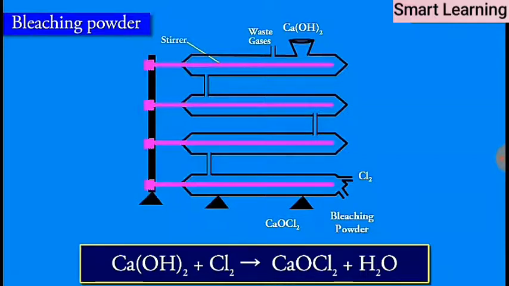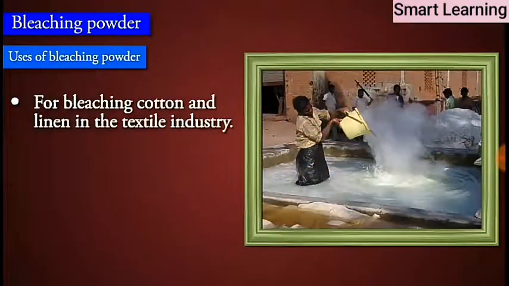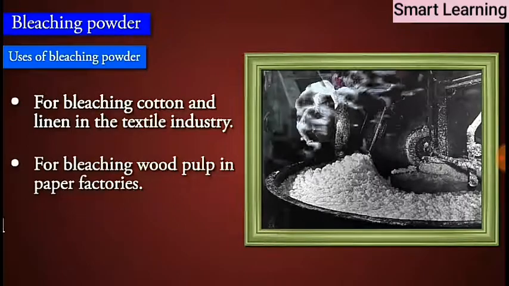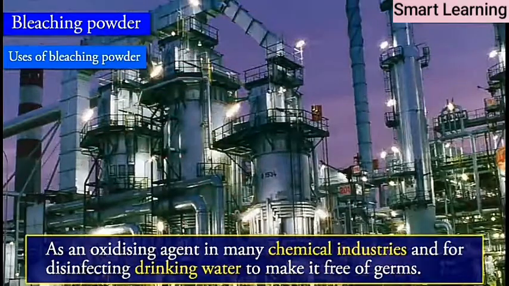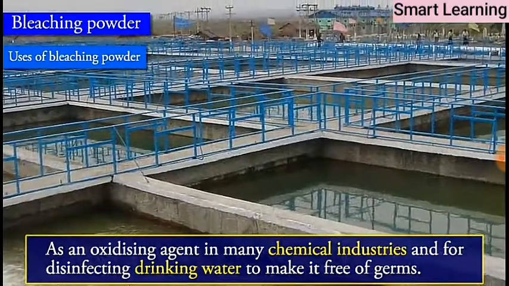Let us now understand some uses of bleaching powder. Bleaching powder is used for bleaching cotton and linen in the textile industry, for bleaching wood pulp in paper factories, and for bleaching washed clothes in laundry. It is used as an oxidizing agent in many chemical industries and for disinfecting drinking water to make it free of germs.